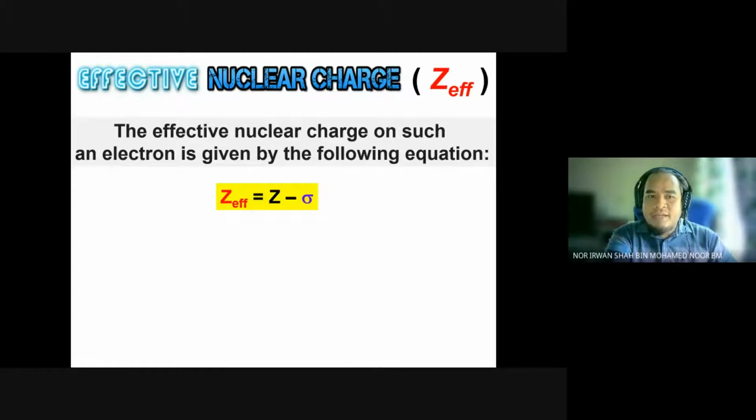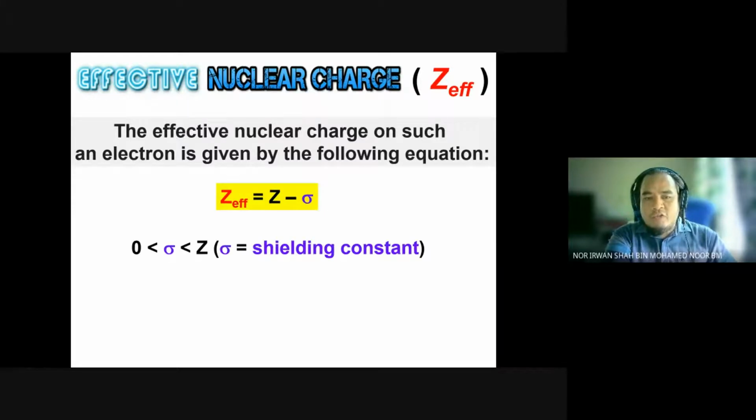Okay, apakah sigma ni? Sigma ni actually is a constant, ataupun what we call as shielding constant. Cuma guys, kalau you guys tak belajar secara direct tentang shielding constant ni, tapi kalau you guys nak tahu nilai bagi shielding constant ni, dia punya value must be antara 0 dengan Z. Dia mesti tak boleh lebih daripada Z, dia mesti greater than 0. So that is the value of this sigma ataupun shielding constant.